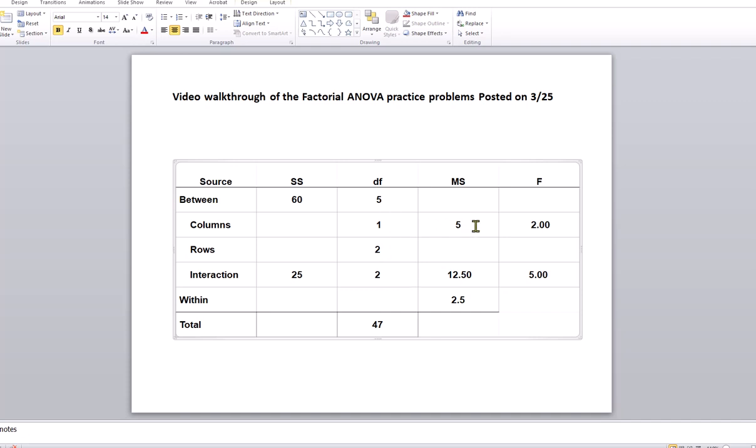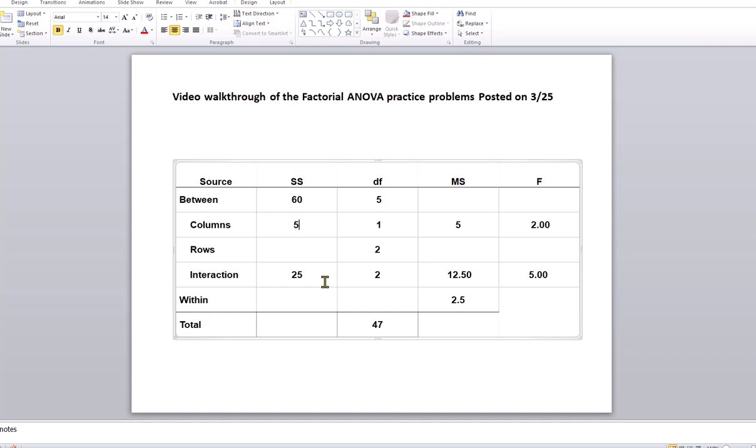Now, just as you can move in this direction, 25 divided by 2 gives you 12.5. You can also go in the reverse direction where this number times this one. 5 times 1 gives you this. So that has to be 5.